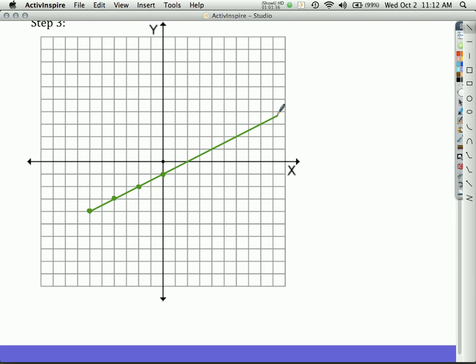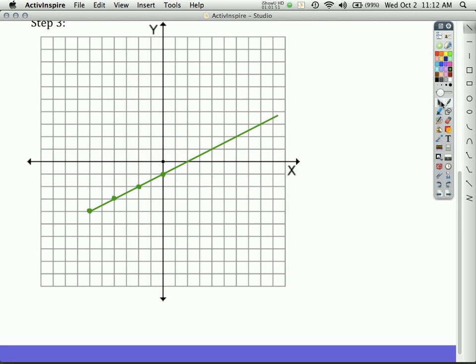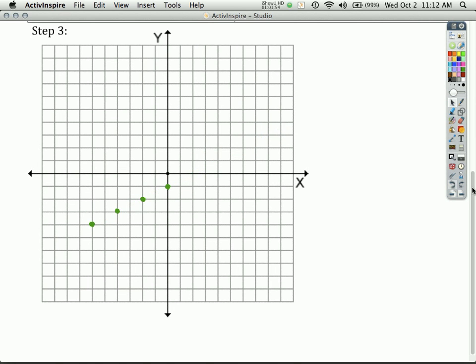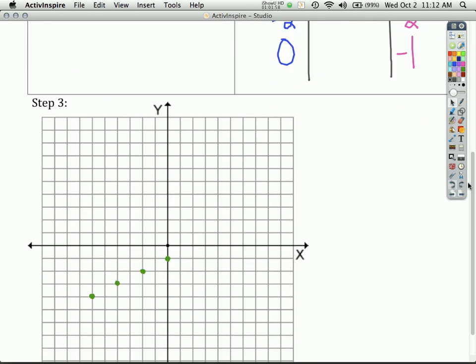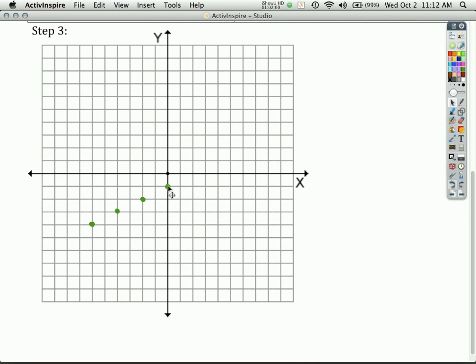Sharif? They give you specific domains, and it's not possible to actually predict what's going to happen at the others. Yeah, this whole part of my line is wrong because the domain, and I love the way he said it, gives a specific domain. The domain says that x cannot be greater than 0, which means that my line will not go this way. It will only go that way. So, you have to be careful.